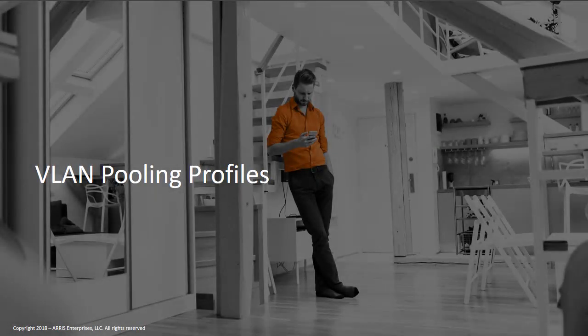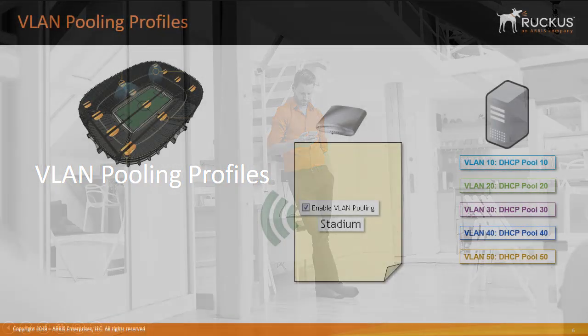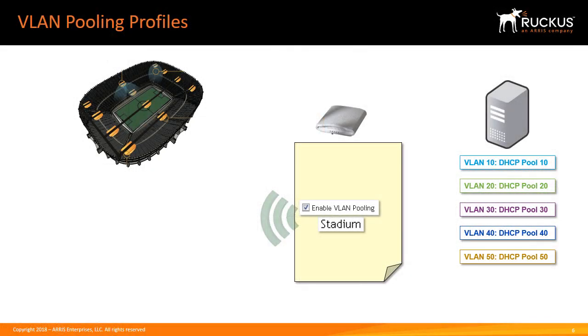Now let's next talk about VLAN pooling profiles and how those can be applied to a wireless LAN. VLAN pooling allows for you to run multiple different DHCP pools within a single wireless LAN. You'll use this on high density deployments when you have a lot of clients. The AP uses a hash algorithm to assign incoming devices to different VLAN pools.